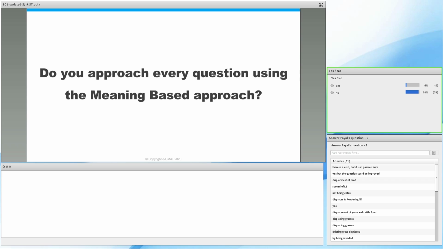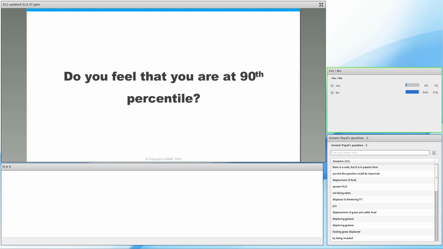All right. Let me clear all the answers from here and end the poll. I'll reopen the poll with another question. Do you think that a lot of grammar is required for you to ace GMAT sentence correction? So basically, it did not require a lot of grammar, and that was the reason.